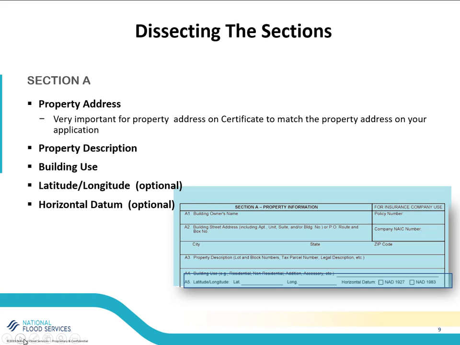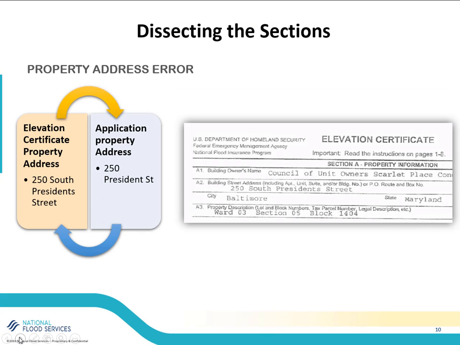A5 includes the latitude, longitude, as well as the horizontal datum. Both of these items are optional. If not included on the elevation certificate, the National Flood Insurance Program allows the underwriter to search for those items. Not having these two items on the elevation certificate will not negate the validity of the elevation certificate.